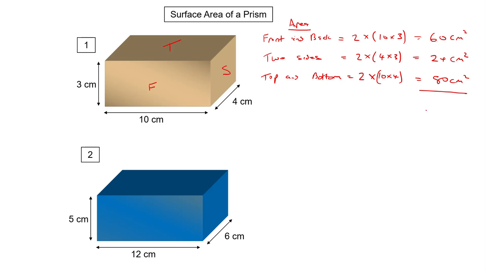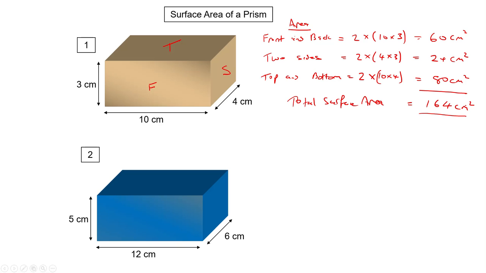bottom. And if we add them together, that gives us the total surface area. So we can say total surface area is equal to, we've got 4 here, 6 add 2 is 8, plus another 8 is 16, so 164 centimeters squared.